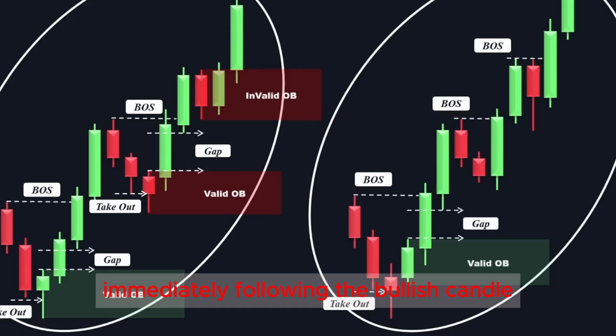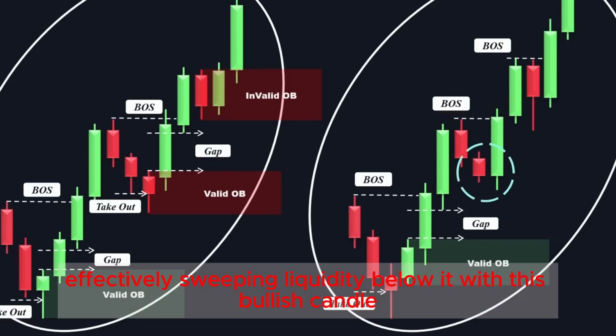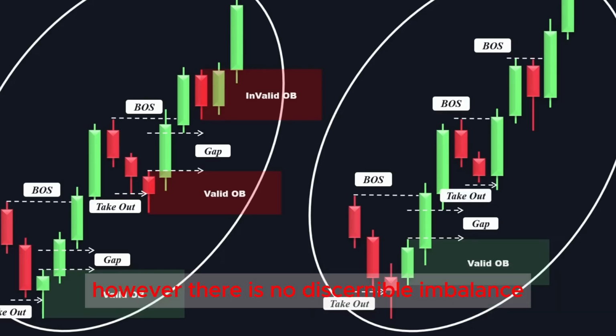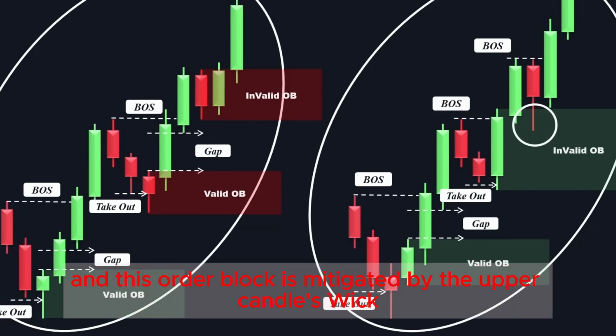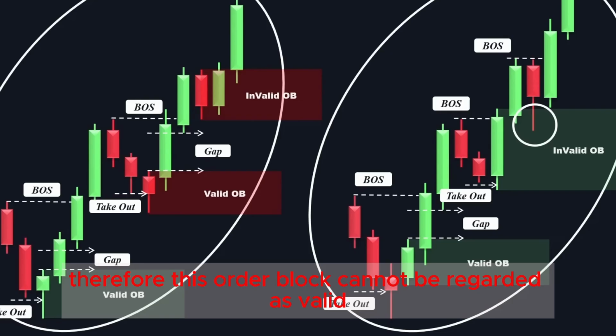If we look slightly higher, we notice that the price has taken the low of the previous candle, effectively sweeping liquidity below it with this bullish candle, before the price starts to push significantly higher. However, there is no discernible imbalance, and this order block is mitigated by the upper candle's wick. Therefore, this order block cannot be regarded as valid and consequently cannot be utilized as a demand area.